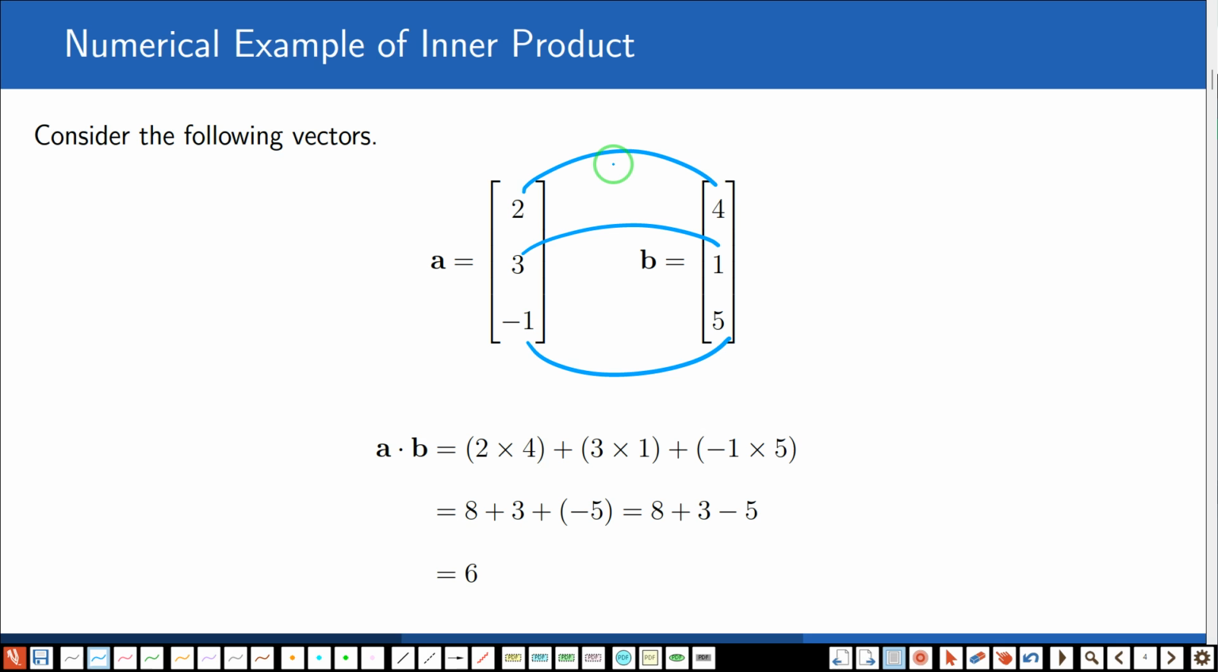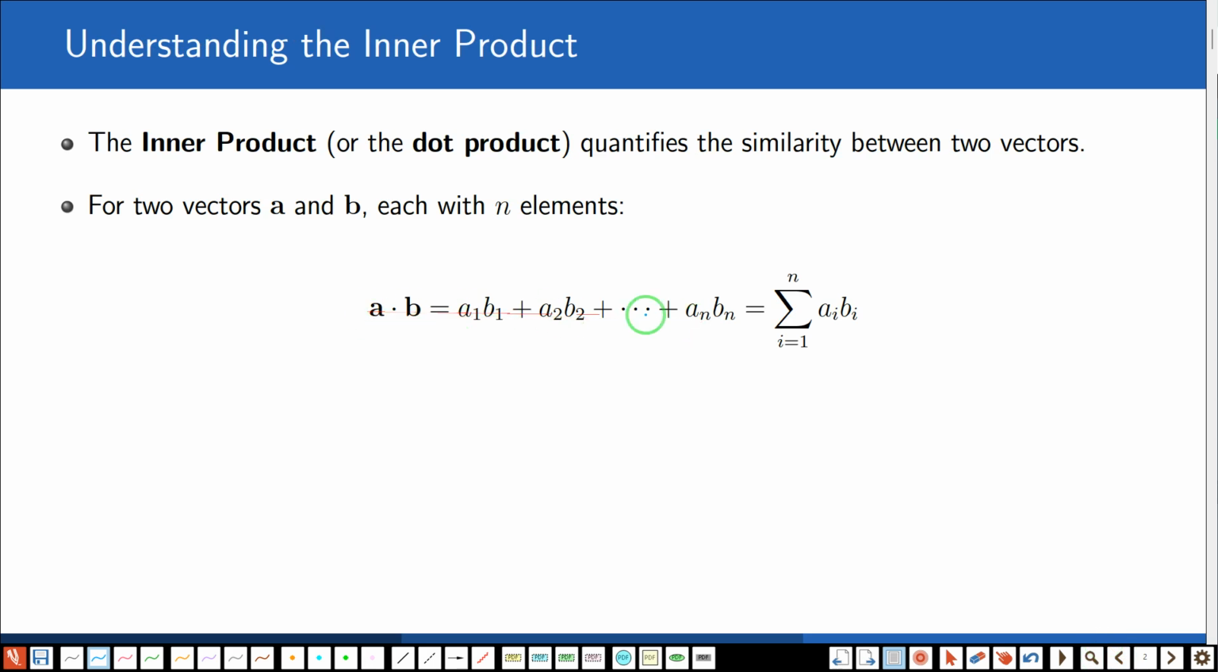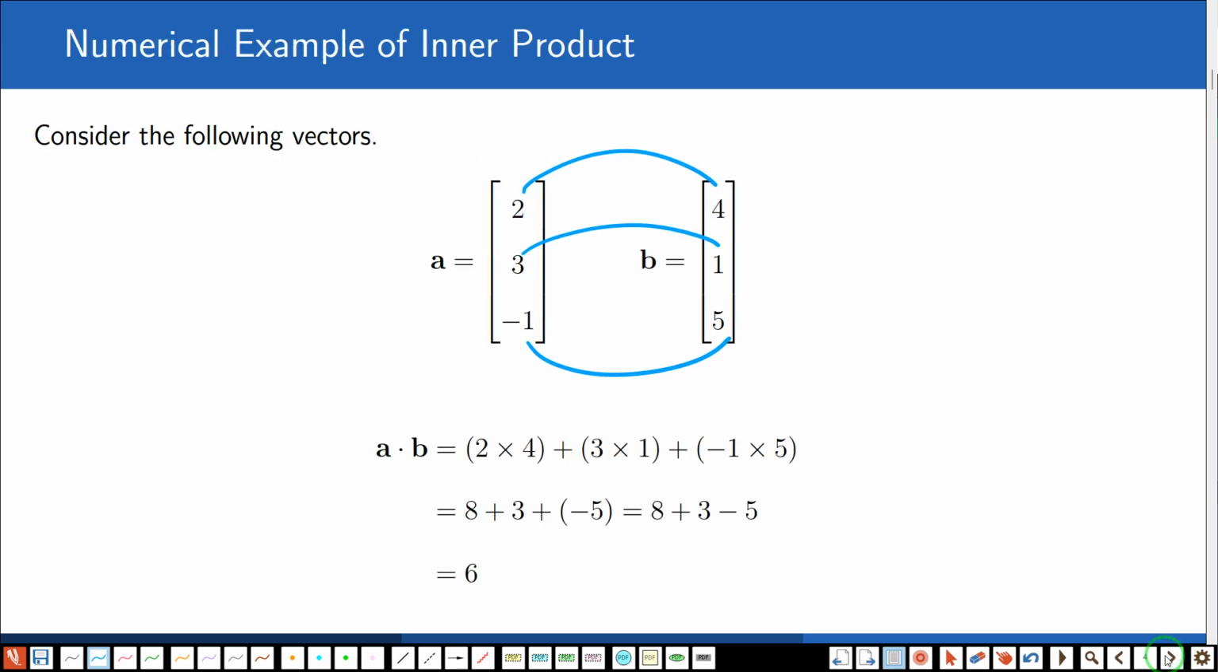Defining the inner product in this way gives it the meaning of similarity, because when the components of two vectors are in the same direction, with the same sign, they amplify the total sum. If they are in opposite directions, they reduce the total sum, and that's the way we define the inner product.